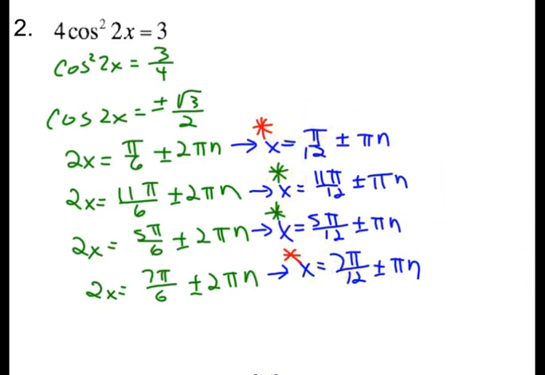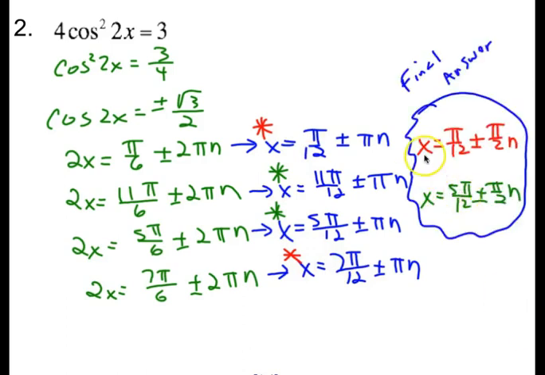So a more concise way to write the answer would be to say that x is equal to pi over 12 plus or minus pi over 2 n, which would take me to 7 pi over 12, and then back again. And then to say that x is equal to 5 pi over 12 plus or minus pi over 2 n. So this is an acceptable answer, but this is the best answer.